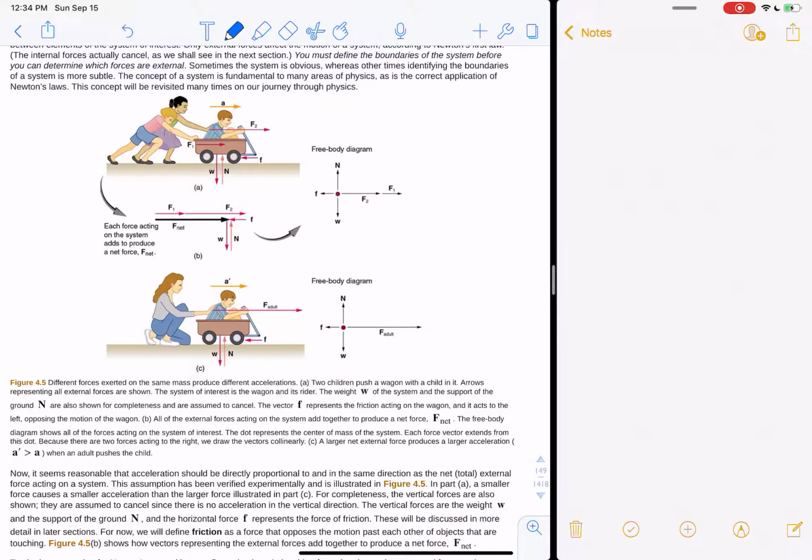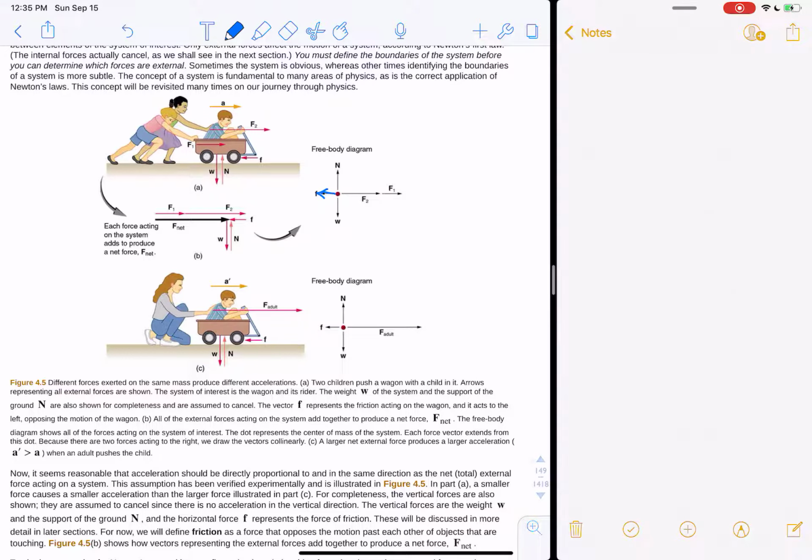So what do we have? We have the wagon, or the kid in the wagon, and we want to know the acceleration on the kid, so we have to add up all the forces. There are a couple of forces that don't matter: the weight and the normal force. We'll talk about those in a little bit, but they are equal and opposite, so they cancel out. There's no acceleration in the up or down direction. Then there's a force of friction that you have to overcome.